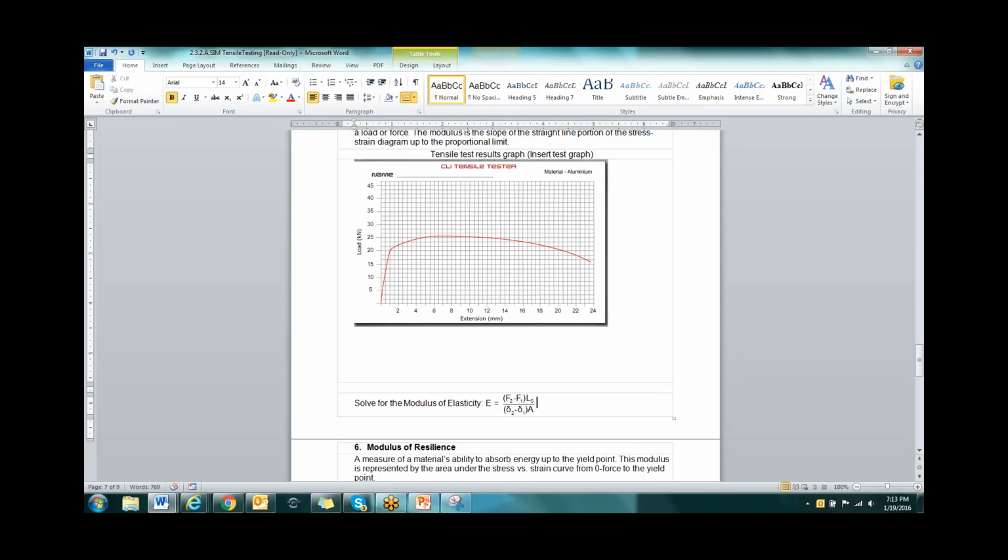For the most part, I just tell the students don't worry about it. Just take the force times length divided by the deformation times your area.